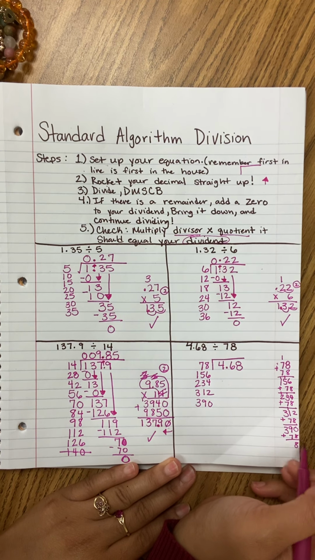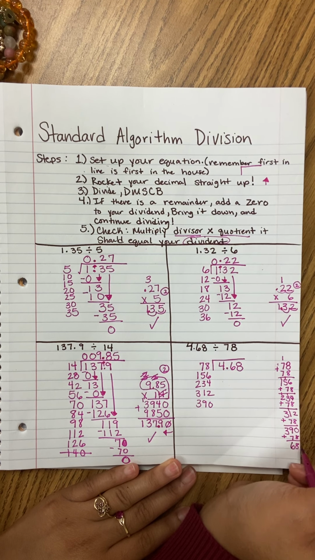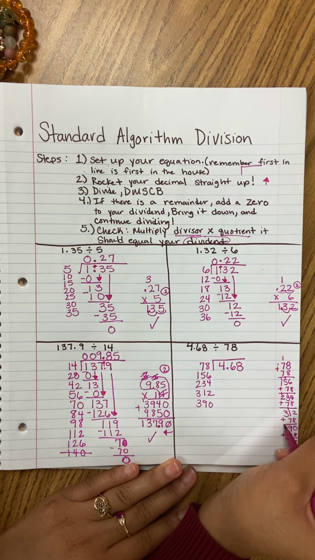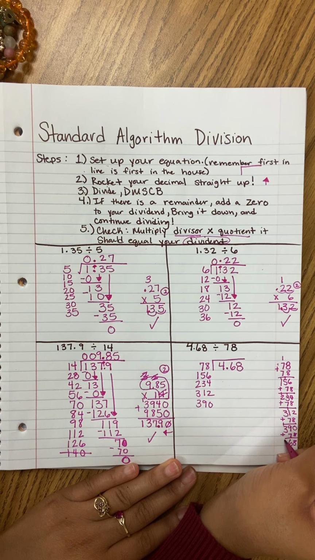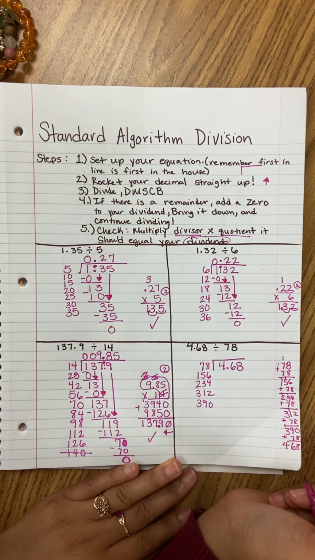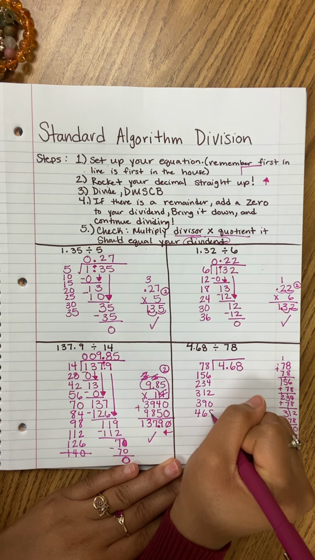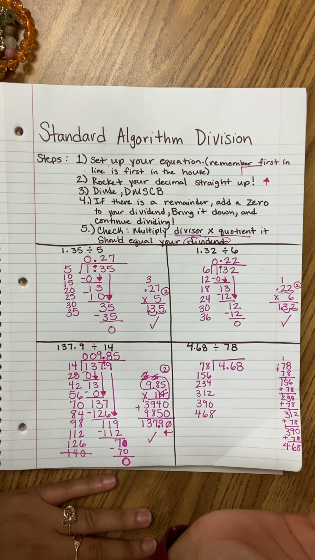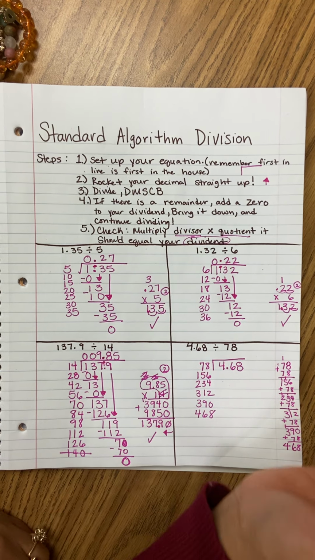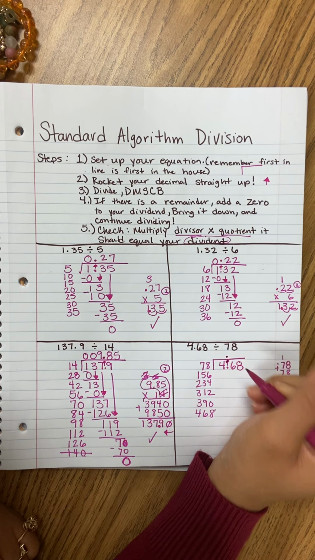9 and 7 give me 16. Bring up my 1. So I'm at 468. I'm going to go ahead and stop there. I still need to bring my decimal straight up.